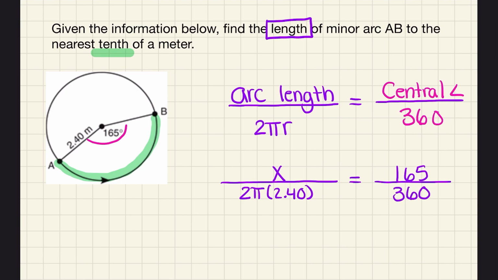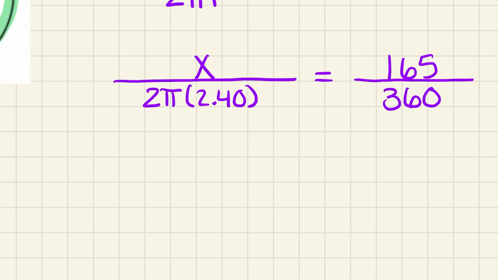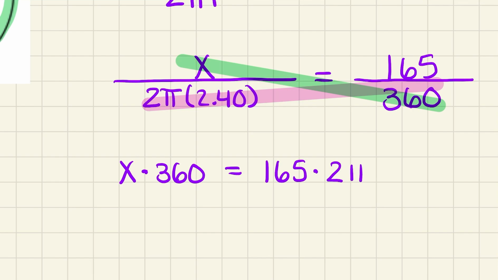Okay, so you'll notice that in all of my videos, I talk about this quite frequently. When I cross multiply, I don't actually multiply in the first turn. This is because it's really important to remember that sometimes we can be distributing. It's not happening here, but it is helpful to keep in mind. So I'm actually going to multiply x times 360. I'm just writing out my multiplication. And this time I'm going to do 165 times 2 times pi times 2.40. So 165 times 2 pi 2.40.